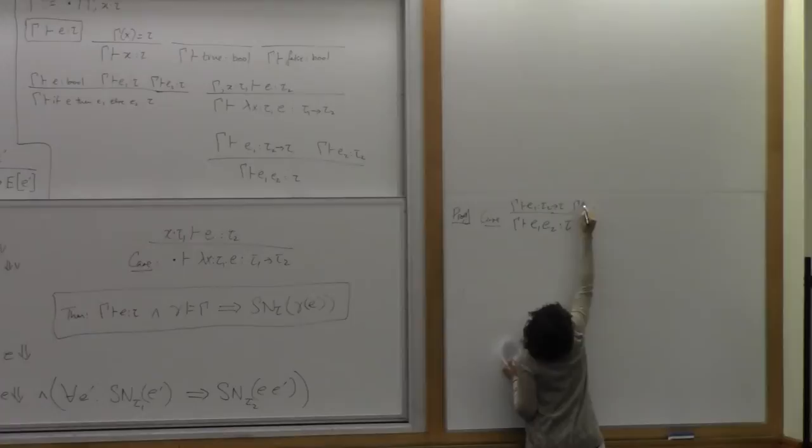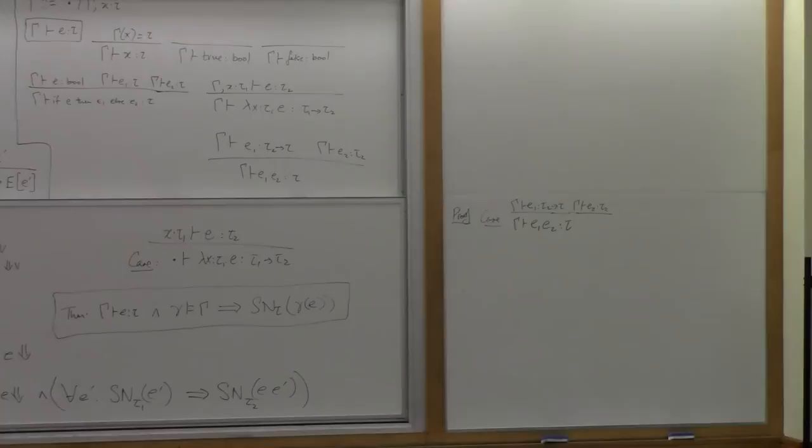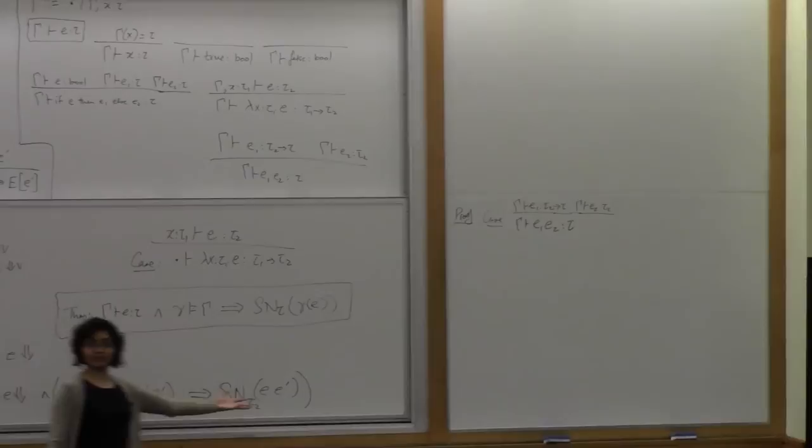It's because application is easier. That's going to be funny. Because of the way that we have strengthened our induction hypothesis by defining this logical relation, it's going to turn out that application will be easier and lambda will be harder. Okay, we'll see why in a minute.